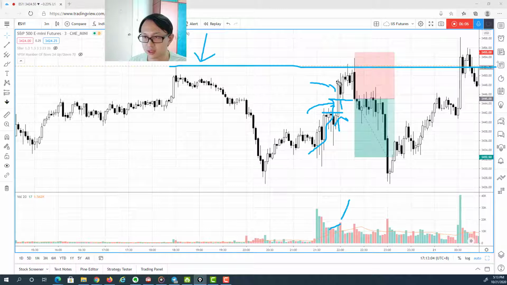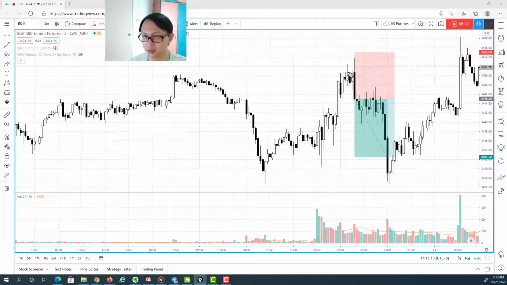So it just has this kind of grinding action to the upside. And this is a bit tricky, because whenever the market is doing this sort of thing, grinding up without a lot of action to either side, it can continue for some time.